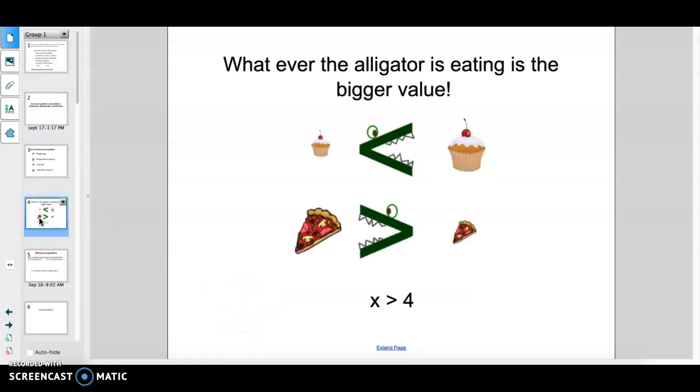One that I like is the alligator trick. So whichever value that the alligator is facing, it's going to be eating the bigger value. So for example, this is saying x is greater than 4. So whatever numbers go in for x are going to be numbers that are bigger than 4.